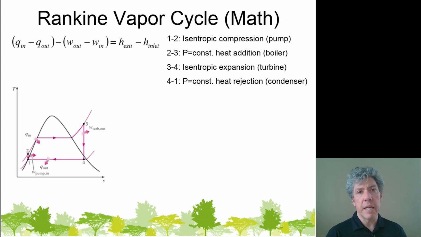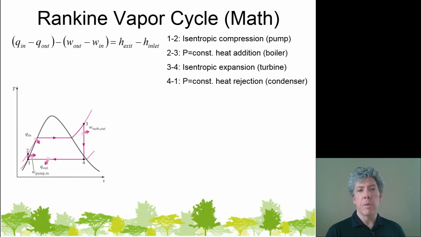So since the Rankine cycle is being operated with open devices, in other words, devices that have mass flow through them, we have to use an energy balance that accounts for the enthalpy of the flowing stream. And you should become familiar with this and be able to just remember and know that the process from state 1 to state 2, the isentropic compression, occurs in a pump. 2 to 3 is constant pressure heat addition in a boiler. 3 to 4 is isentropic expansion in the turbine. And 4 to 1 is constant pressure heat rejection in a condenser.